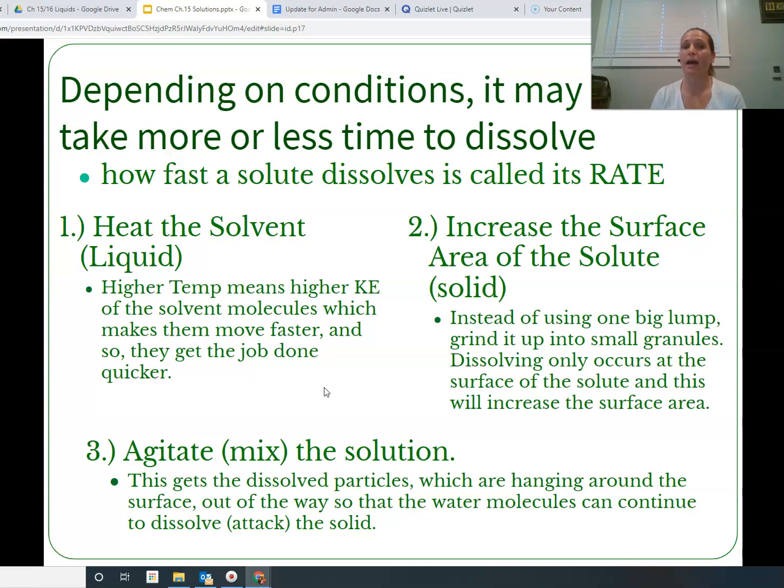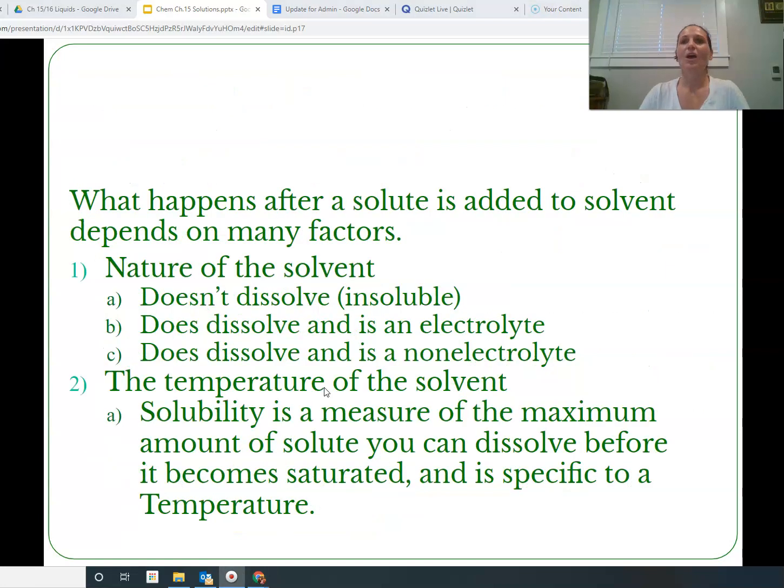Okay. So the three ways that we can change the amount of time it takes to dissolve, to speed it up and increase the rate, is we can heat the solution: more kinetic energy, more movement, more speed. We can increase the surface area of the solute: more connections, more interaction, which is going to speed it up. Or we can agitate it, move those fully saturated pieces of solvent away so that new ones can come in and do their job.